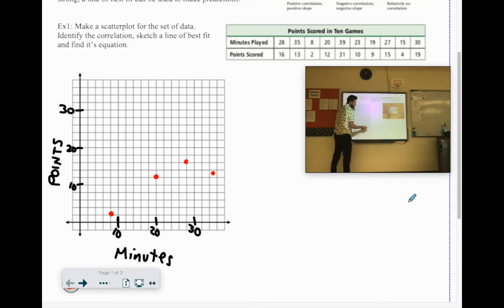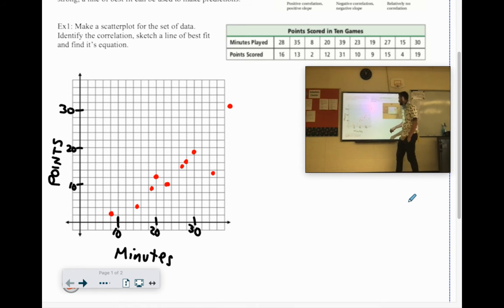We have 39. That's a little bit off. They scored 31 points. So let's see. 30's up here. Be about there. Pretty close to our graph. 23 and 10. 19 and 9. It's about there. 27, 15. That was 15, right? All right, and then 15, 4 is right there. And the last one, 30, 19. Is that 20? I'm having a hard time.